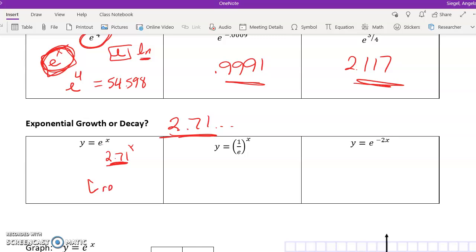Thinking about that, if I had 2.71 to the x power, if that's my base, then that's going to give me a growth. If I have 1 over 2.71, that's a number in between 0 and 1, so that is going to be a decay. And then finally, this one, think about this. I'm flipping this over. So this is a sneaky snake decay. Be careful when you see that negative sign.